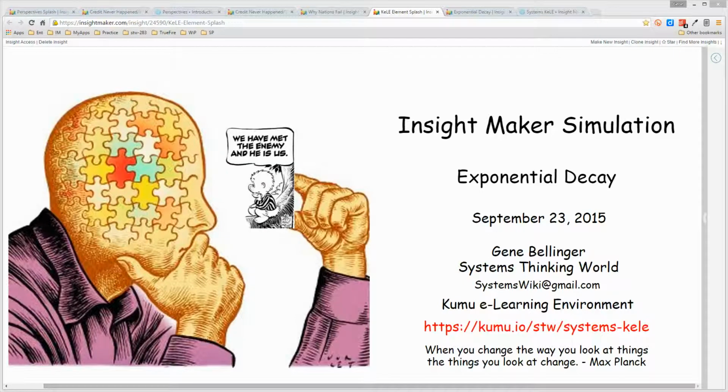I'd like to spend a few minutes and talk about exponential decay structure. Previously, I've talked about stock independent growth and balancing loops and reinforcing loops.